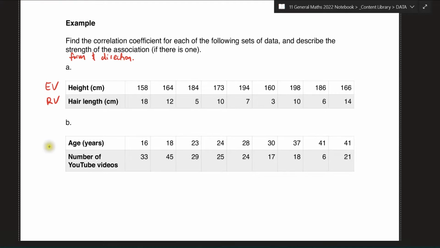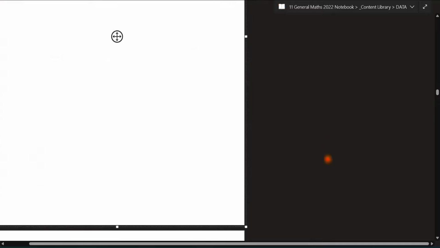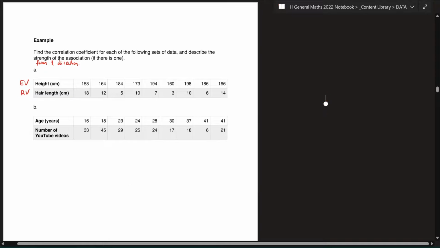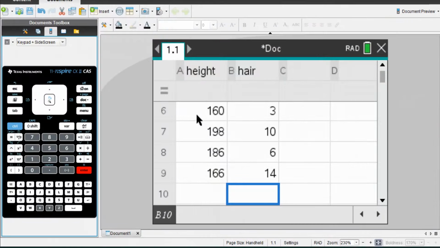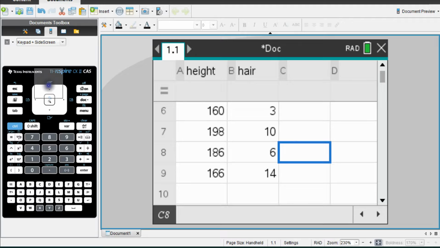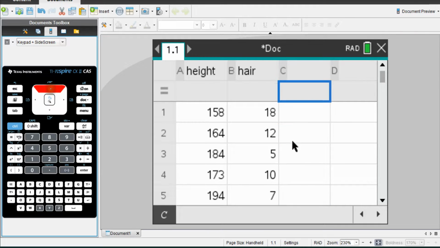Again, they've put the EV on the top. We'll treat that as the EV and the RV as the hair length. All right, so on our calculator, in order to get the R value, I'll just put my cursor down here. Don't put your cursor here because it's not going to work.